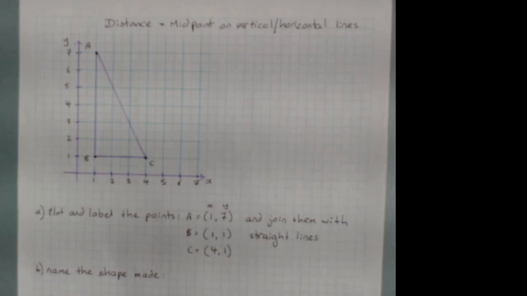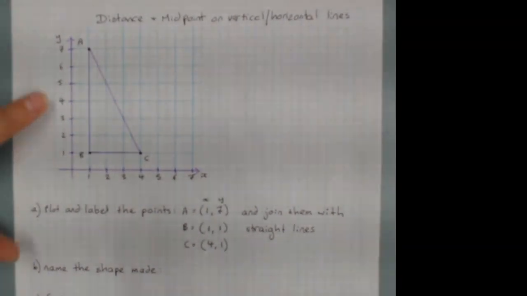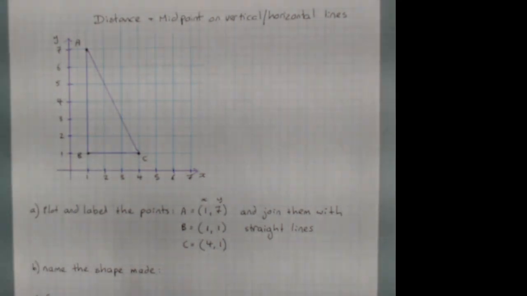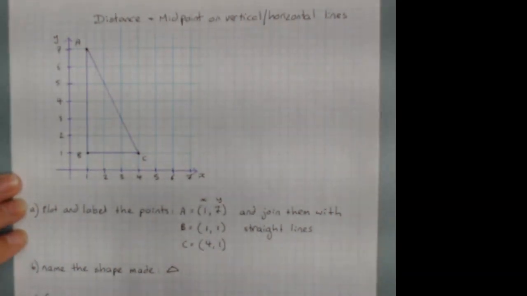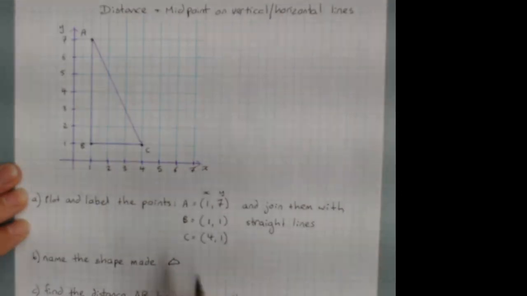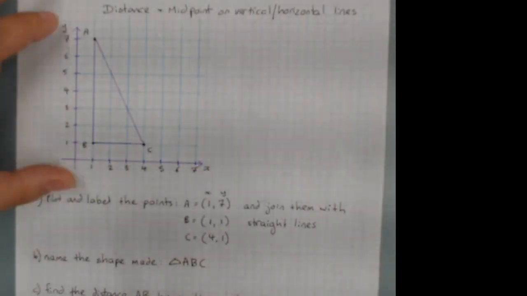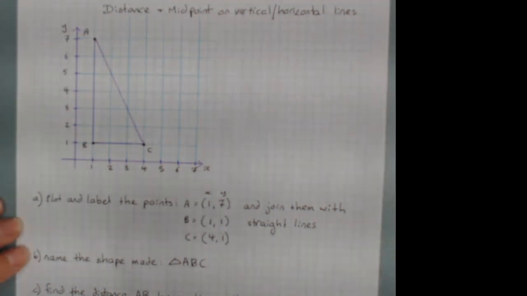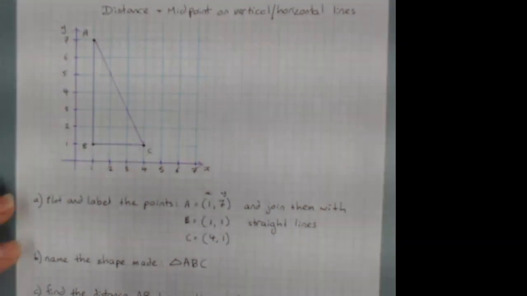Name the shape that we've made there. Now it's not just a triangle. Because the points, the vertices, have been labelled, it is actually triangle ABC. Triangle, the symbol is a little triangle shape, A, B, C. And we can also see that it's a right-angled triangle because it's got a vertical line and a horizontal line.